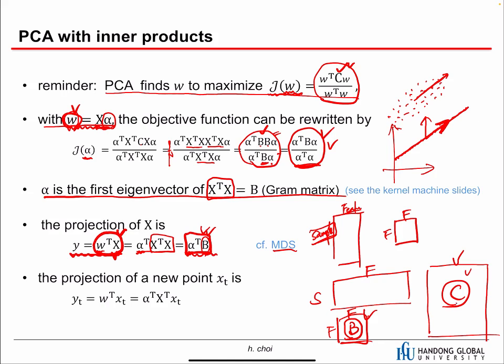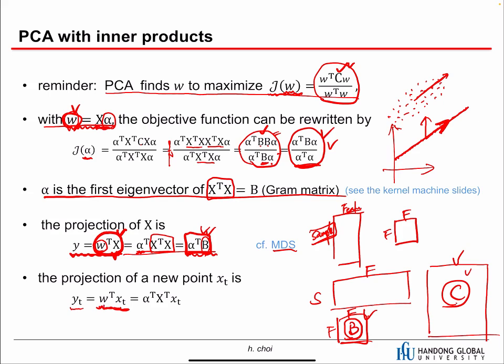Okay, and this is all about the training samples. Okay, then what about the new point x sub t? Then y sub t is W transpose x sub t in the conventional PCA, because in the conventional PCA we have this projection map from the training samples. So now as long as we have a W, then we know how to project. So if we have a new sample x sub t, then it's just simple, just calculate the dot product between the W and x sub t.